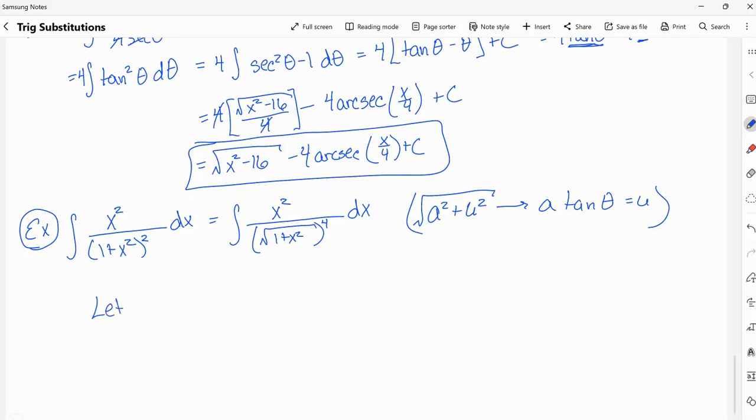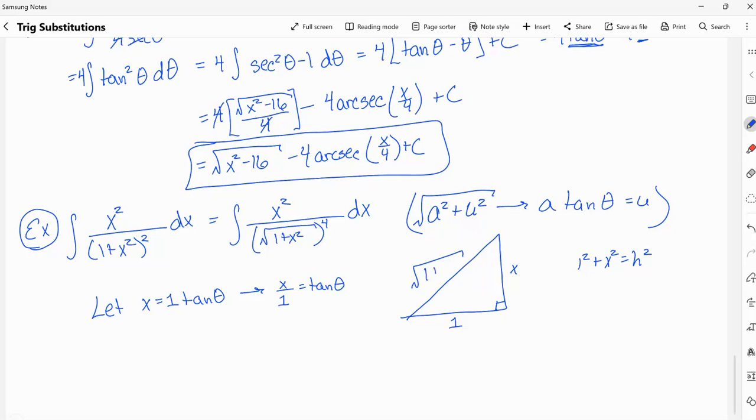So we're going to let x equal 1 tangent theta. So that means x over 1 is equal to tangent of theta. That's all we need to come up with our triangle. This side would be 1 squared plus x squared is equal to the hypotenuse squared. So this would be the square root of 1 squared plus x squared.